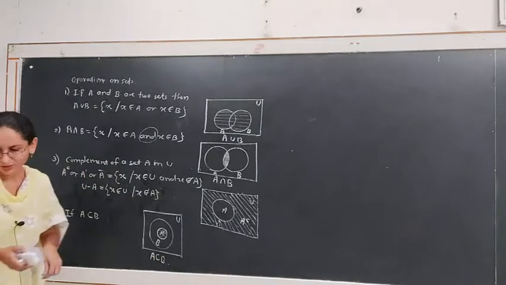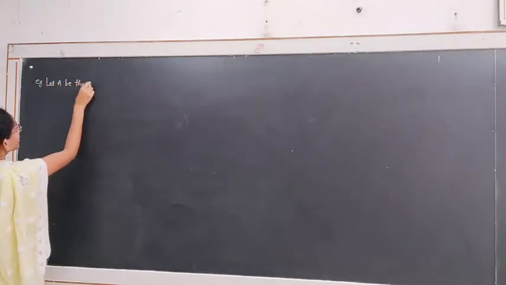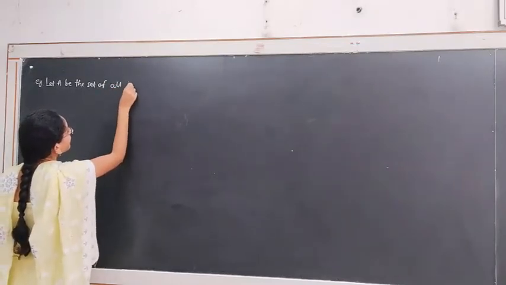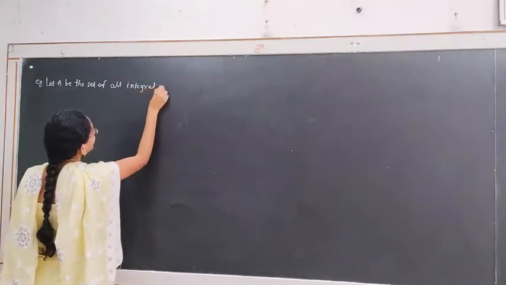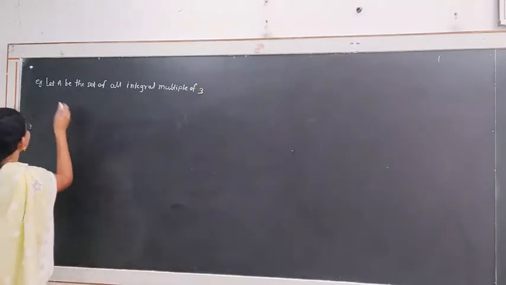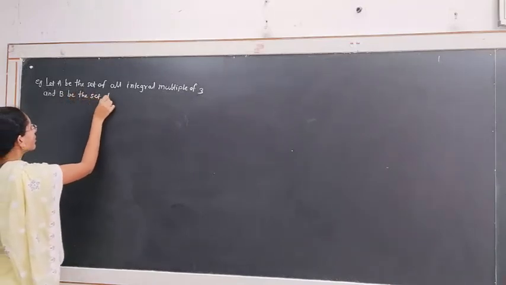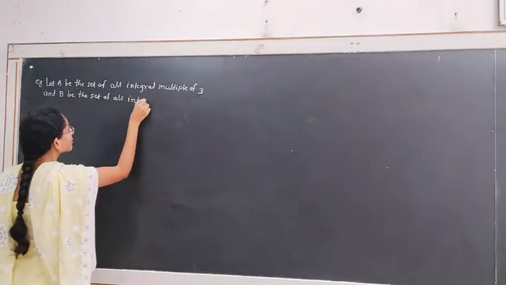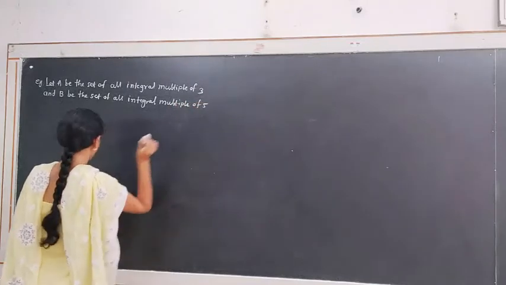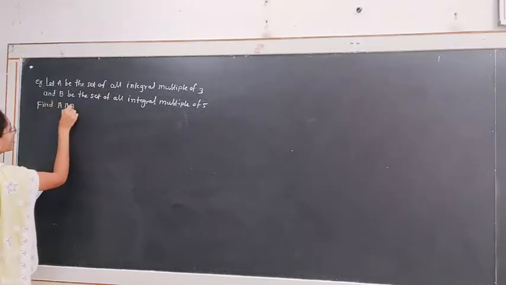Now we take an example on this. Let A be the set of all integral multiples of 3 and B be the set of all integral multiples of 5. Then find A intersection B.